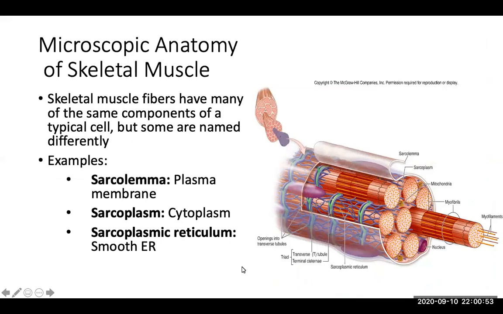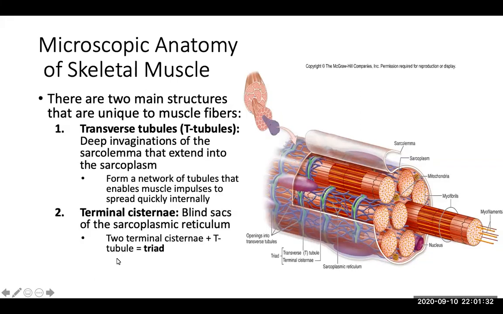The microscopic anatomy of skeletal muscles: there are many components of a skeletal muscle fiber that are typical of a common cell, but they're named differently. For example, the sarcolemma would be similar to the plasma membrane. I should point out right here that a skeletal muscle cell or a muscle fiber is the same as a muscle cell. So the sarcolemma, which surrounds it, would be the same as a plasma membrane on a typical cell. The sarcoplasm would be similar to the cytoplasm of a cell, and the sarcoplasmic reticulum, which will hold calcium ions, is similar to smooth ER in a typical cell.